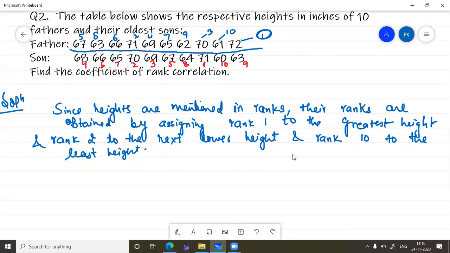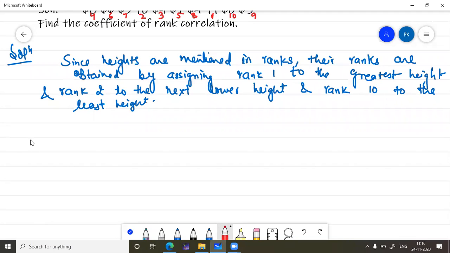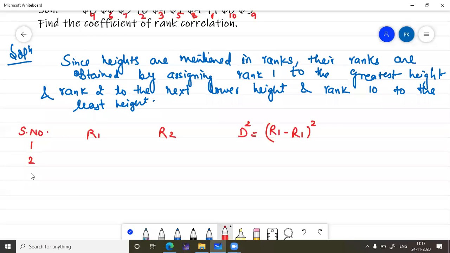Now draw the table and evaluate with the same procedure as we did before. First the serial number, then rank 1, rank 2, D, and D square. You can evaluate directly. The total data set is of 10, so n is 10 here.